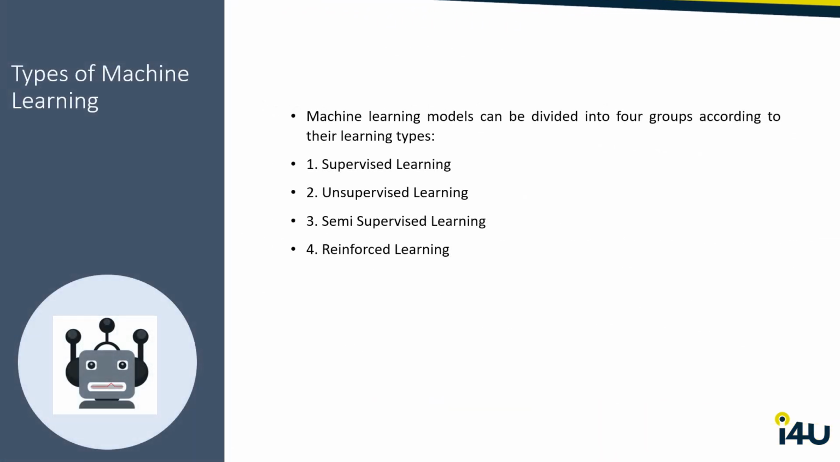Machine learning models can be divided into 4 groups according to their learning types. 1. Supervised learning. 2. Unsupervised learning. 3. Semi-supervised learning. 4. Reinforced learning.